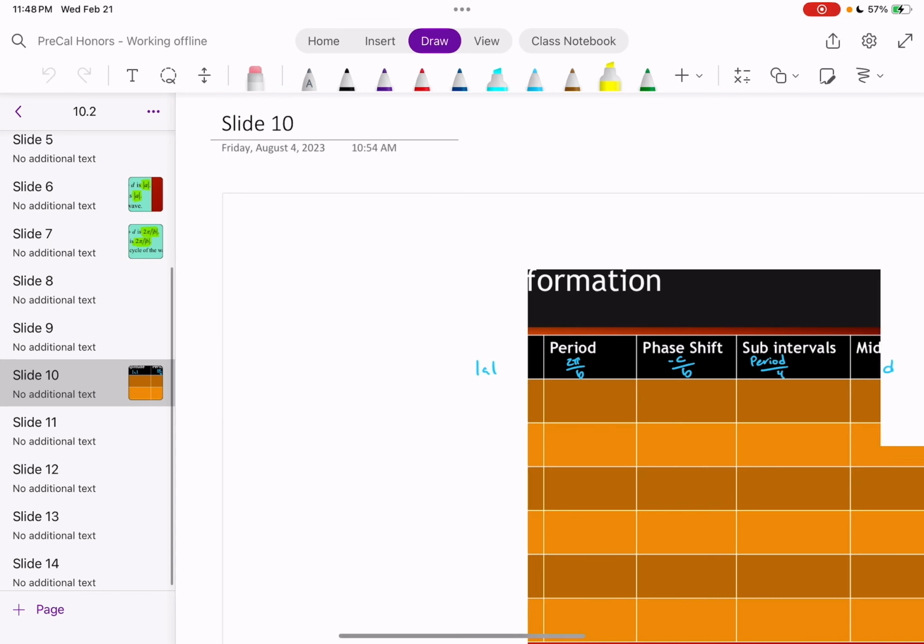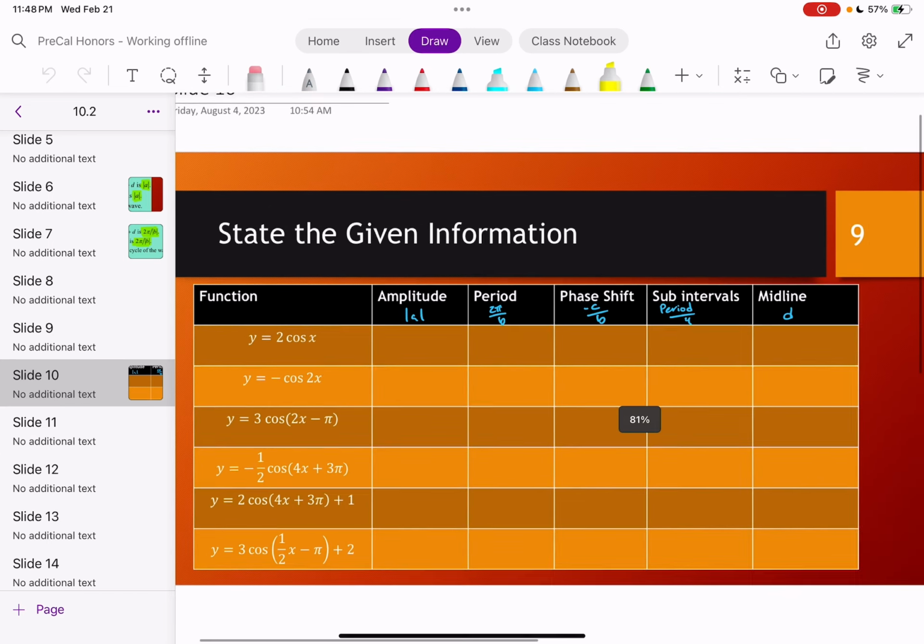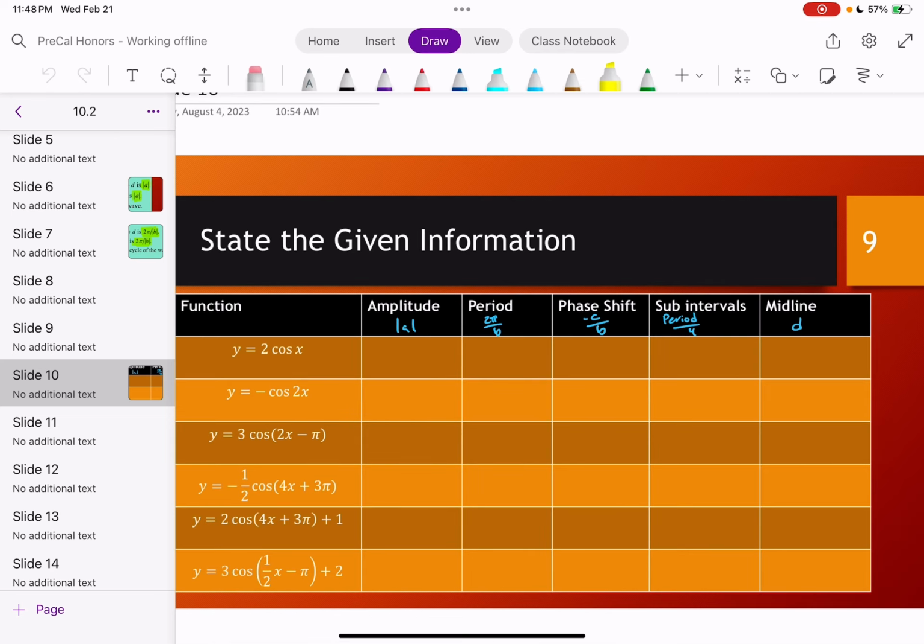Let's take a look at a couple sample problems. We first begin with 2 cosine of x. As we did before, we're going to take a look at a. In this case, a is 2, and the absolute value of 2 is 2. Our period is 2 pi over b, so we write 2 pi, our b is 1, which means our answer is going to be 2 pi.